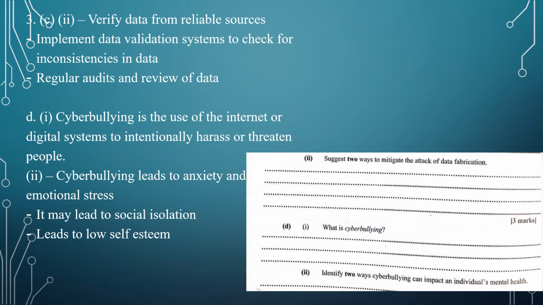And how do you mitigate or reduce the effect? You have to verify your data from trusted sources. You also have to implement a data validation system and regularly audit and review your data. D I, what is cyberbullying, and ways cyberbullying can impact one's mental health. So cyberbullying is when we use the internet to threaten or harass people. And cyberbullying may lead to anxiety and emotional stress. It may also lead to social isolation and then low self-esteem.